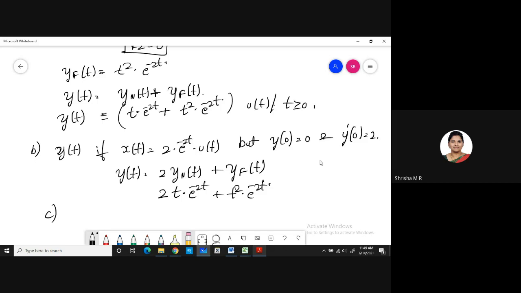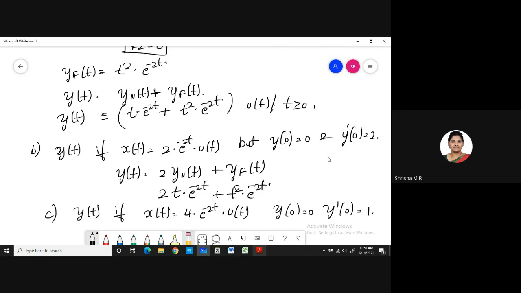Next case, part C. They have given the initial condition same as part A. So you have to find y of t if the input signal is 4 into e power minus 2t into u of t. If x of t is equal to 4 into e power minus 2t into u of t. Okay, and the initial conditions are same. Y of 0 is 0 and y dash of 0 is 1.